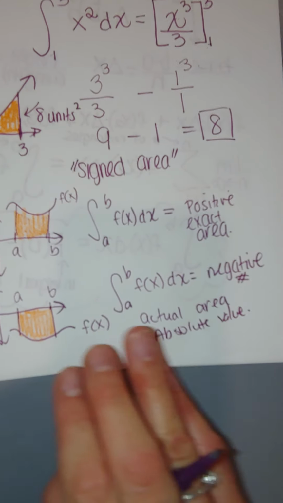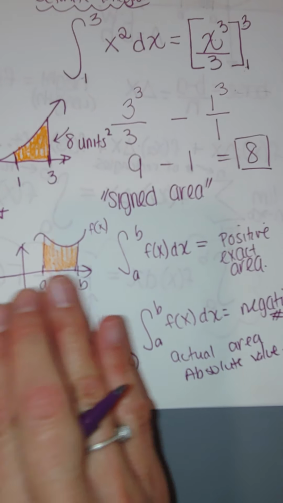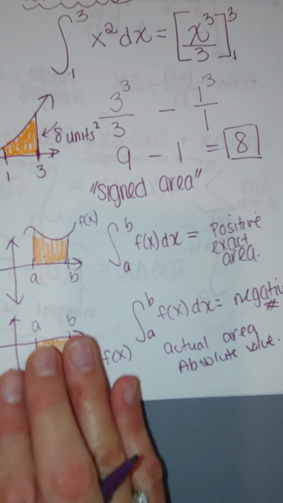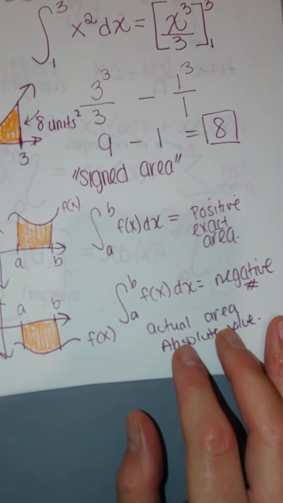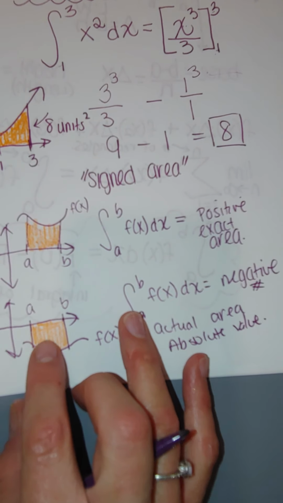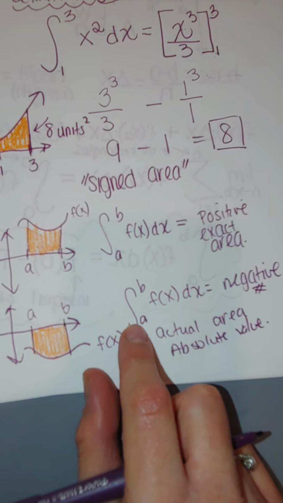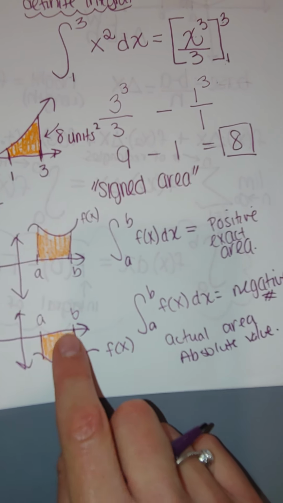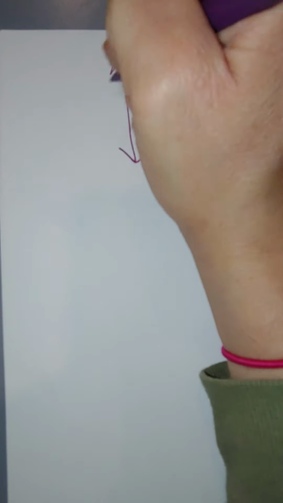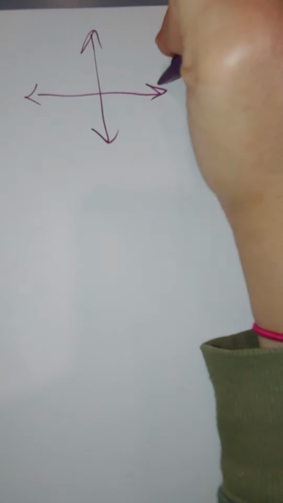Okay, so that's the second situation. So you're completely above the x-axis, you get the actual area. Completely below, you get a negative area. And if you want the actual area, you have to take the absolute value. So if you took the integral here, you got negative 10, you would say this area here is 10 square units.